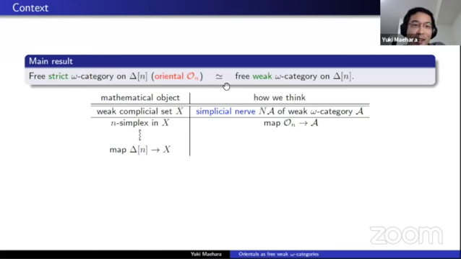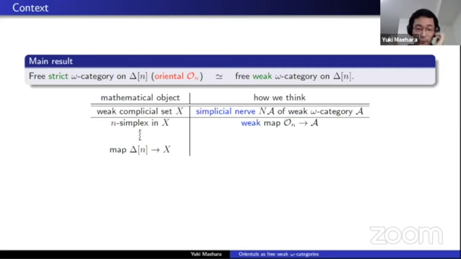By the way, when I say a map, what I really mean is a weak map, something like a pseudo functor, but only infinite dimensional. And so in this result, when I say free strict omega category, I mean with respect to the strict maps. And when I say free weak omega category, I mean with respect to the weak maps. And that's why this holds. Usually the free strict thing is too strict to be the free weak thing, right?